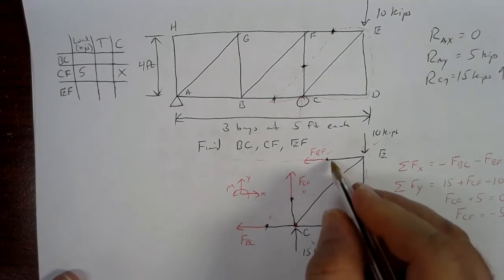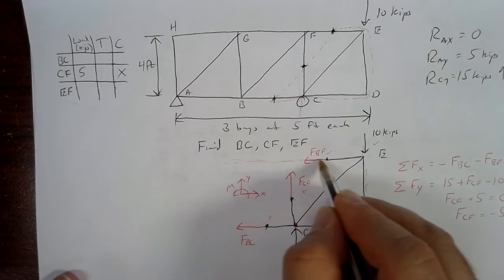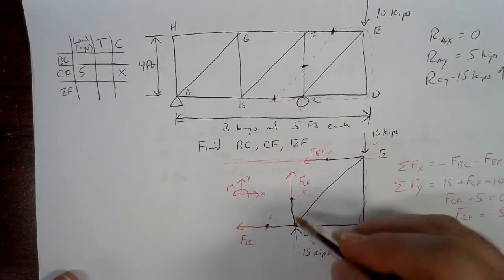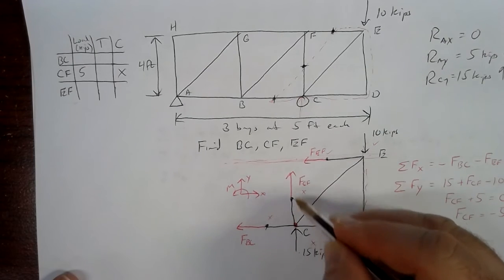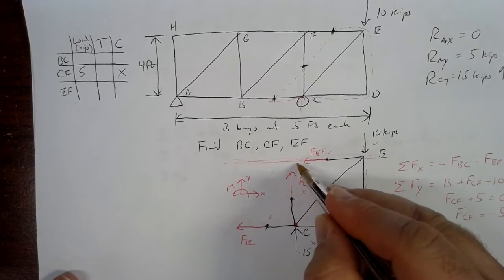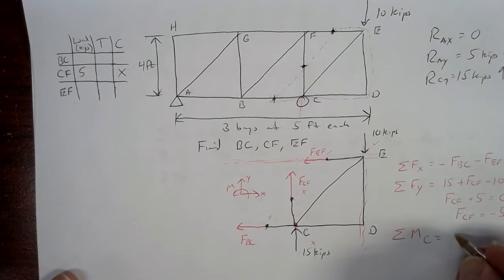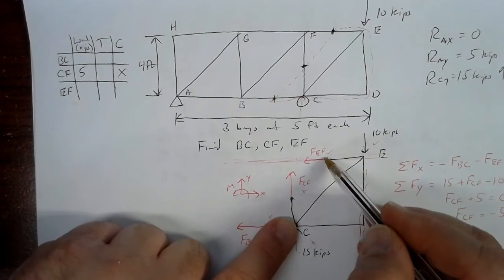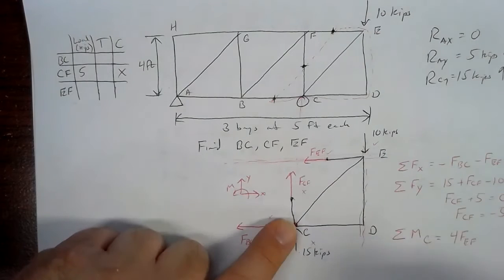So let's start with EF. Remember, force EF's line of action is horizontal. Our arm here is the perpendicular distance from the pivot point to the line of action. And according to our drawing, that distance is 4 feet. So we have 4 FEF. Pinned at C, if we pull to the left at E, we're going to get a counterclockwise rotation. Counterclockwise rotations are positive. So we have a positive 4 FEF.